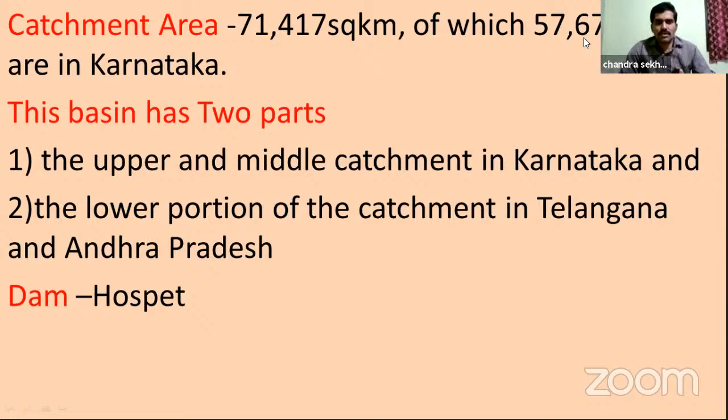So the Tungabhadra river basin is divided into two parts. The upper and middle catchment area is in Karnataka, and the lower portion is in both Karnataka and the states of Telangana and Andhra Pradesh. We have a large dam on the Tungabhadra river in Hospet, which is located in Karnataka. It is a major dam which was constructed on the Tungabhadra river in Karnataka.